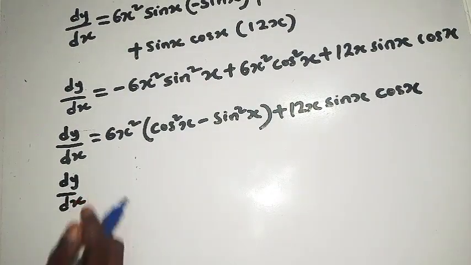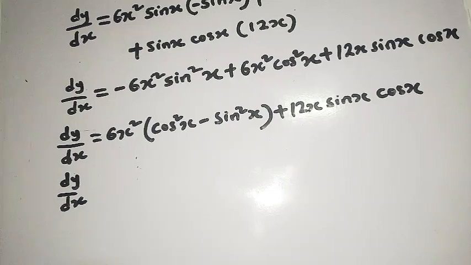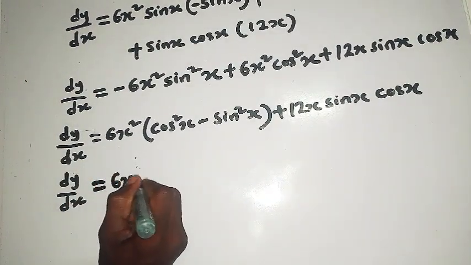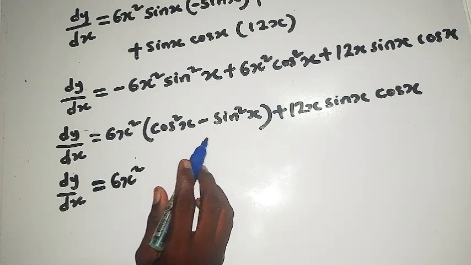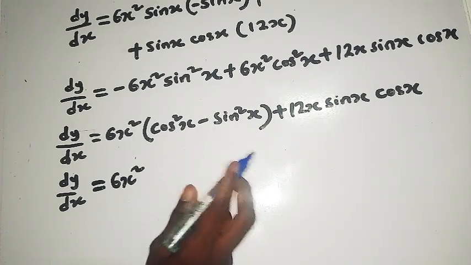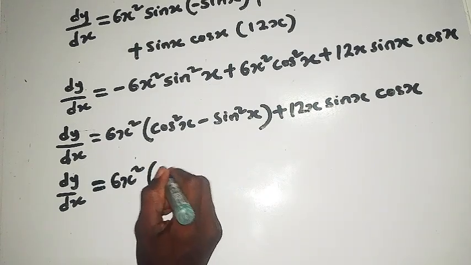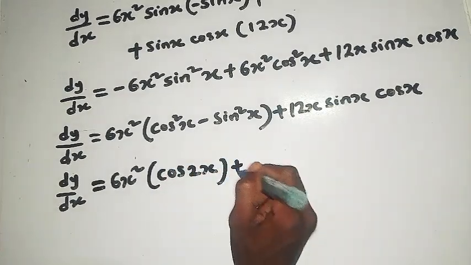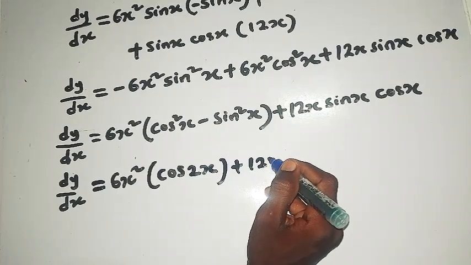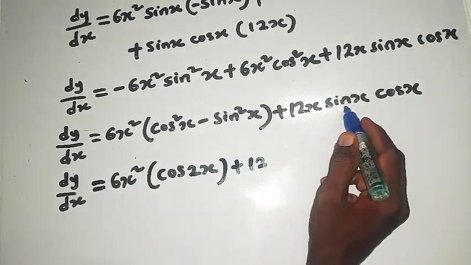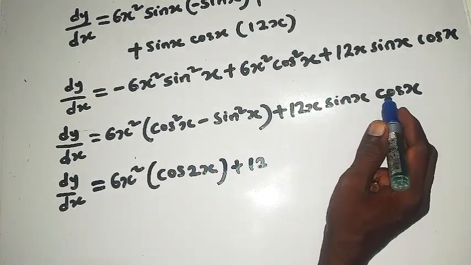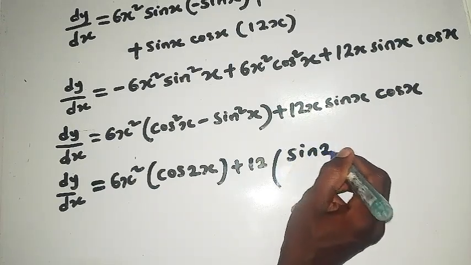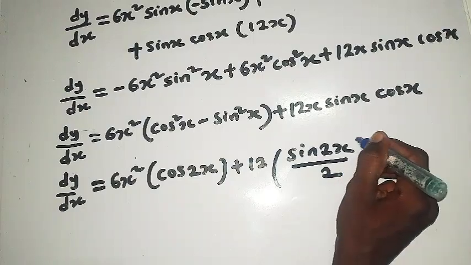dy/dx will now be equal to 6x squared, cos squared x minus sine squared x. I'm going to use a trig identity. This will give us cos 2x plus 12x. If we multiply sine x by cos x as well, this will give us sine 2x over 2.